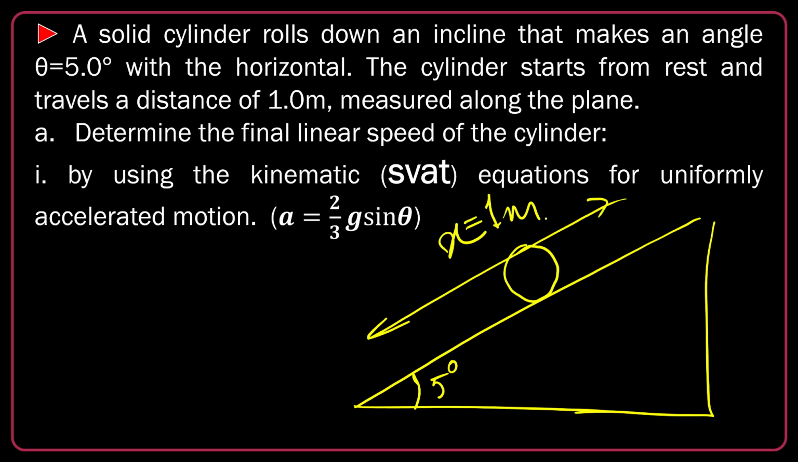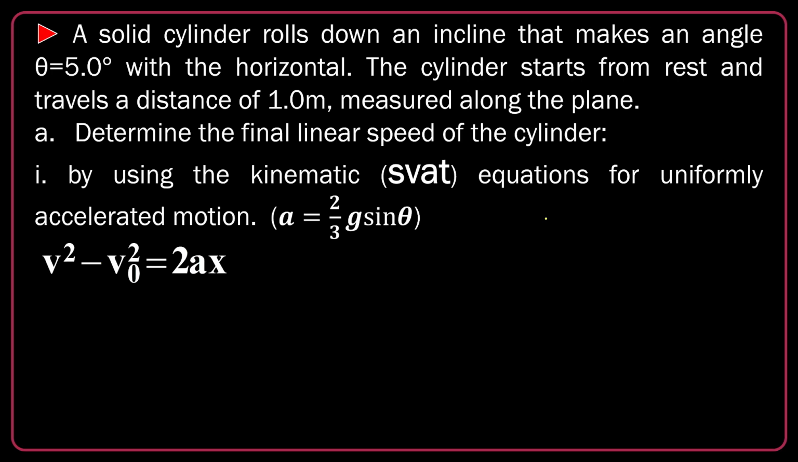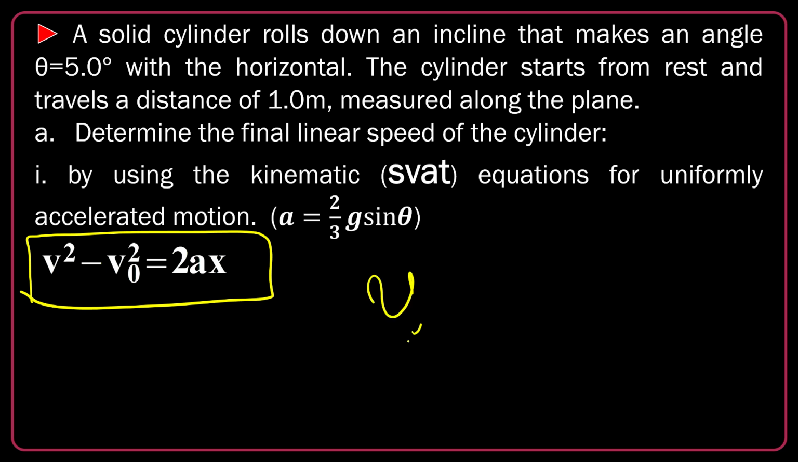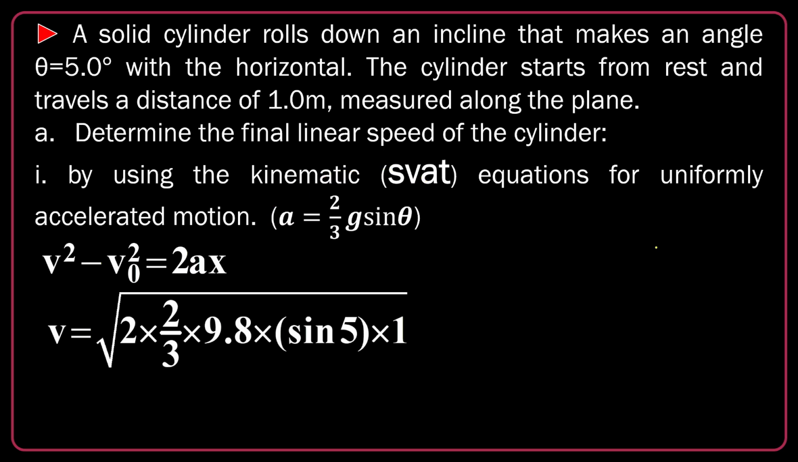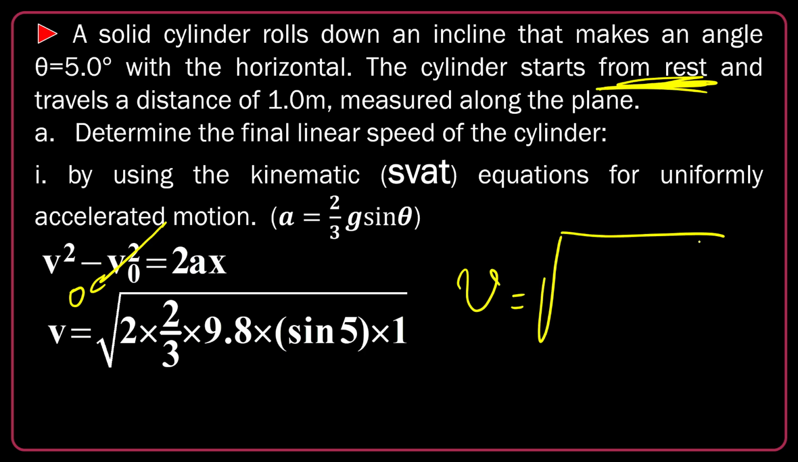1 meter. Okay, so I can use this very famous time independent equation: final velocity squared minus initial velocity squared is equal to 2ax. Okay, a is here, I know the a, just I plug in the values and then find the velocity. Initial velocity, it starts from rest, so it's 0. Actually, v is supposed to be the square root of 2ax.